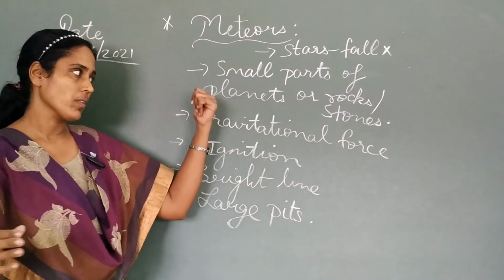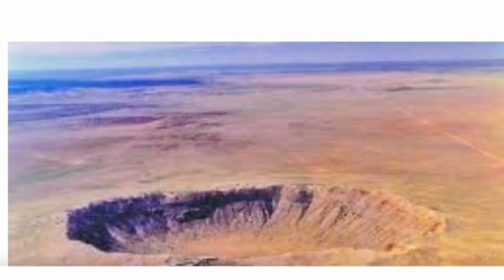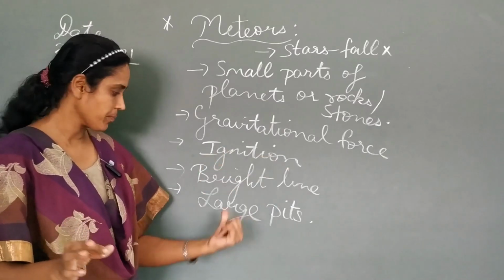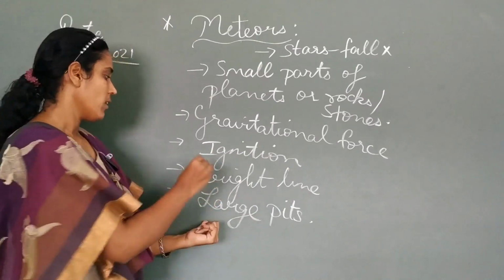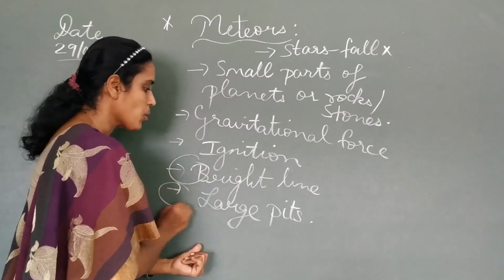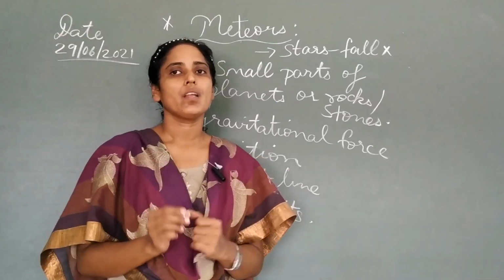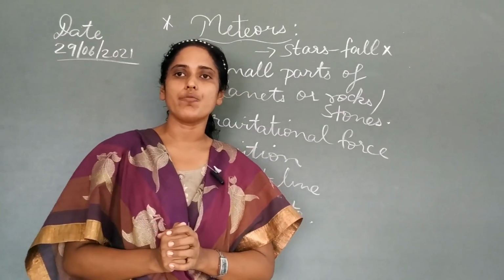Large pits are formed. So the first effect of a meteor falling is that either it gets ignited, ignition takes place, and you can see a bright line. Or the second one is, you can see large pits being formed in the earth. The example given in the textbook is the first one.